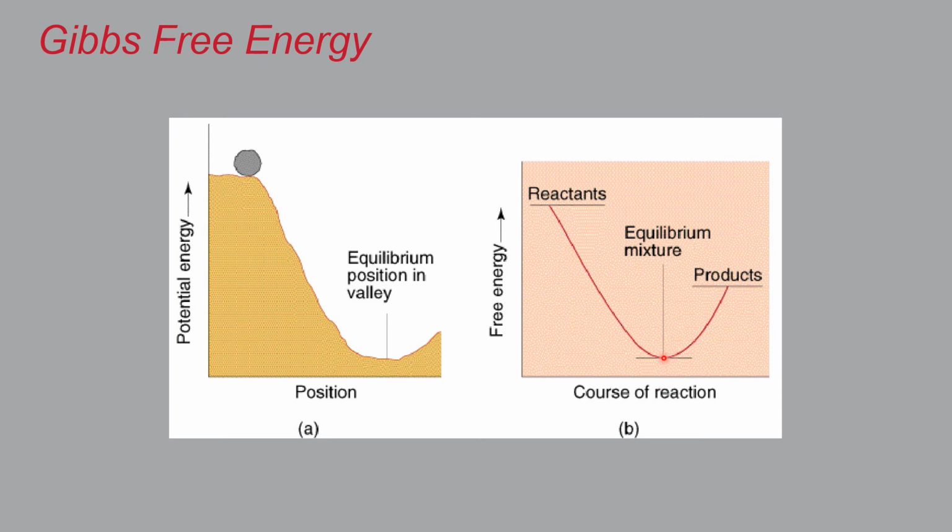This is the equilibrium mixture. So whether you start from all reactants, as you proceed, you're going to keep going downhill until you get to this point. Or even if you start with all products, you're going to go downhill until you get to this point. And at that point, everything is uphill. Mother Nature is a lazy slob, and you stop right there.